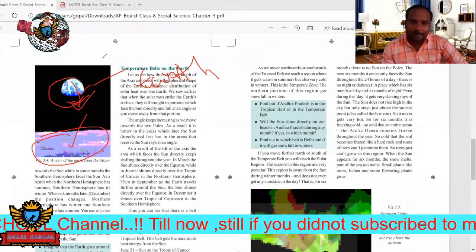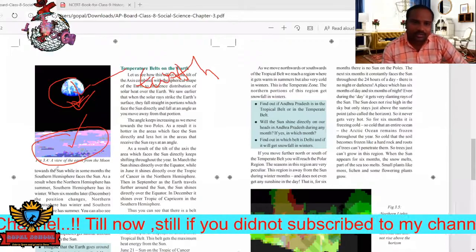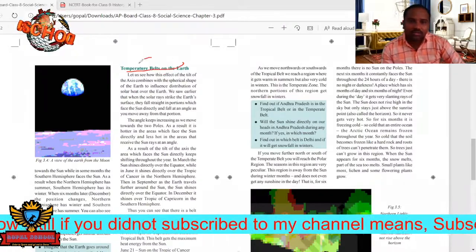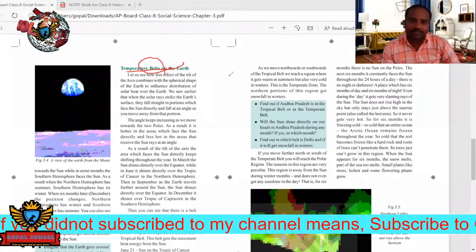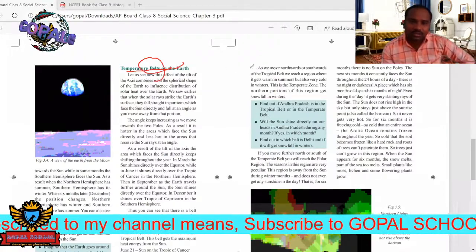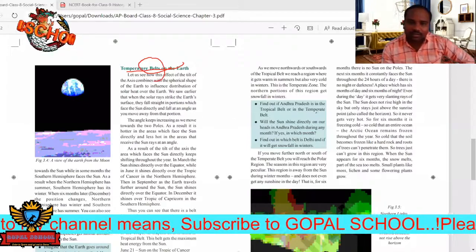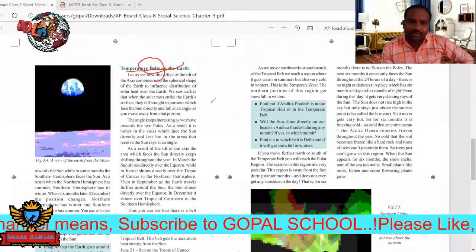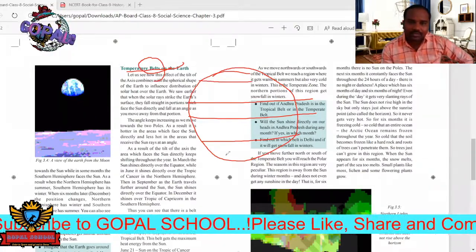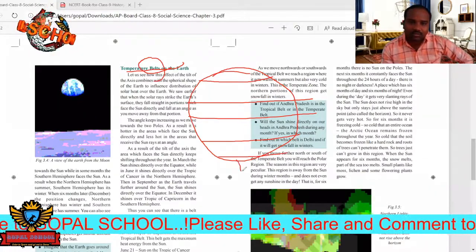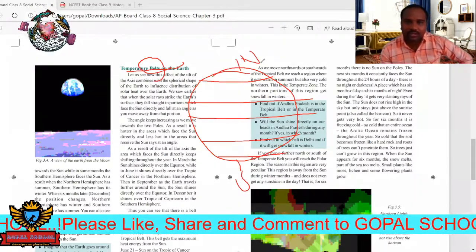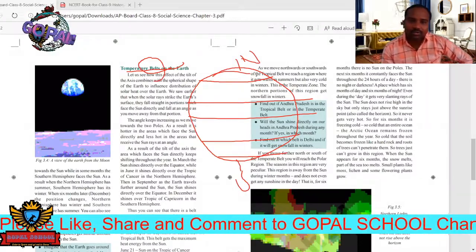So here, next, temperature belts on the earth. So here temperature belts are also there. What are temperature belts? Suppose this is the earth, then this is the equator, Tropic of Cancer, Tropic of Capricorn, Arctic Circle, next Antarctic Circle, South Pole, next North Pole. Okay, so these are the important latitudes.